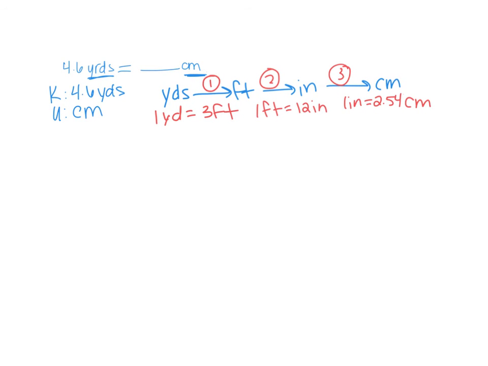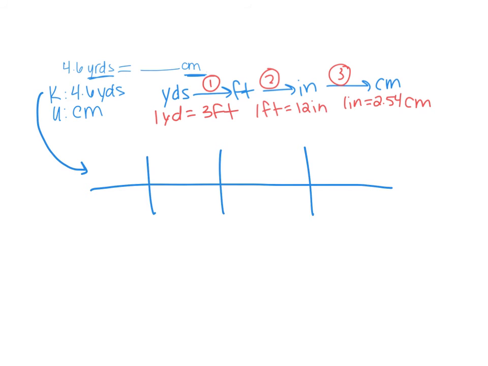All right, so now we can set up our picket fence. Okay, so this is a 3-step problem, so that means we're going to have 3 pickets. So let's set my line. I got 1, 2, 3 pickets. All right, let's take our known and put it down here. So 4.6 yards. I'm going to put it over 1, or you can leave that bottom blank.